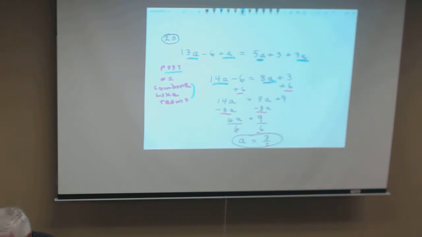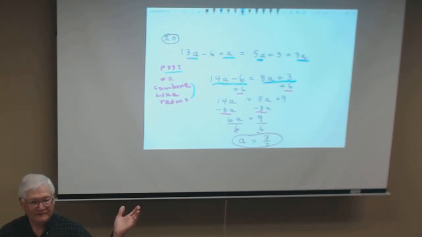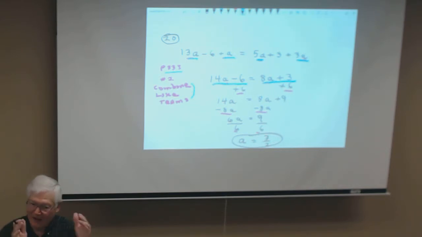So now I've got a problem that I've seen before. 14a minus 6 equals 8a plus 3. So what do I do next? You go, well, I'd like to subtract 3. I know you would, just because that's easier than adding 6. But what did I say is my procedure for doing this thing? I want the letters on the left, the variables on the left, and the numbers on the right.